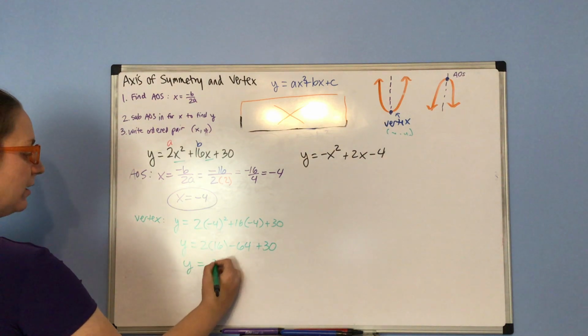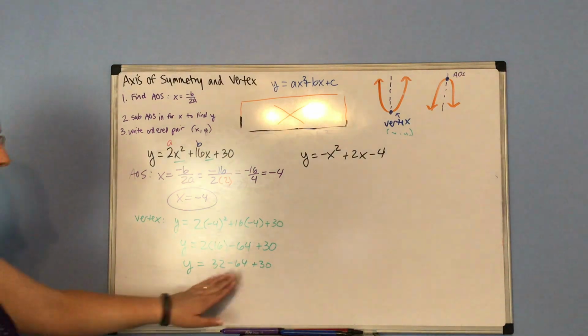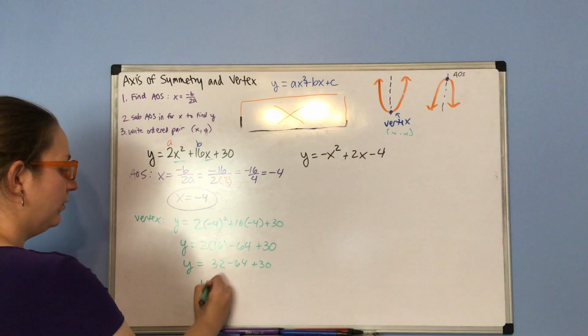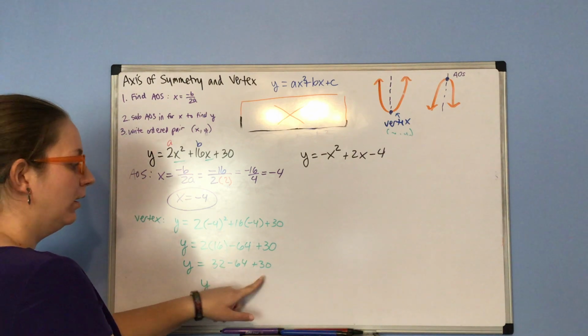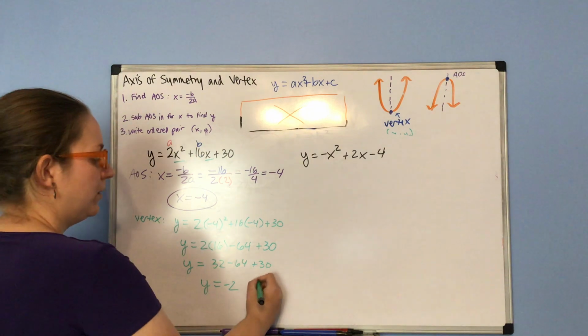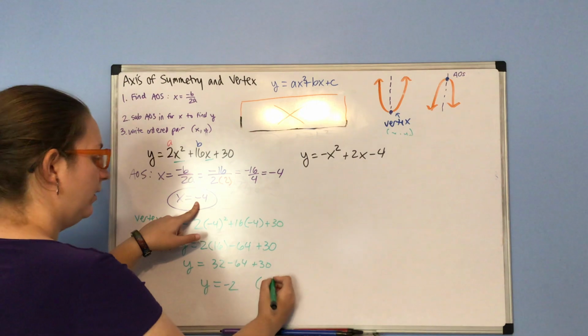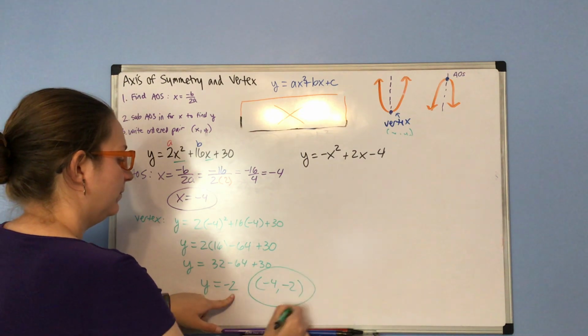2 times 16 is 32. And then I'm going to do all my adding at once, but I'll walk you through. 32 minus 64 is negative 32, plus 30 is negative 2. So ordered pair, negative 4 for x, negative 2 for y.